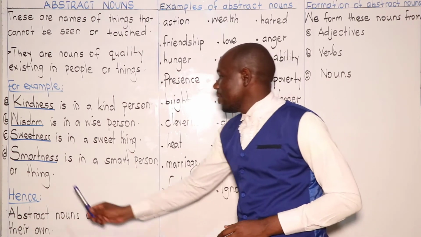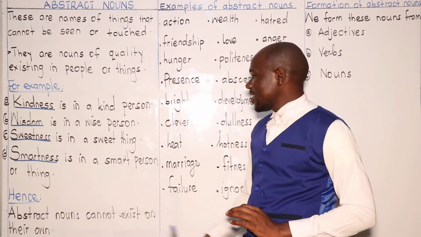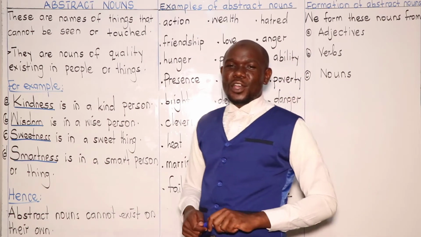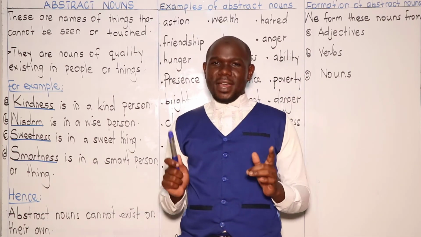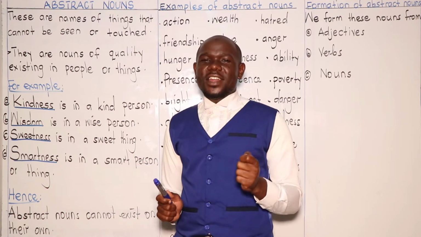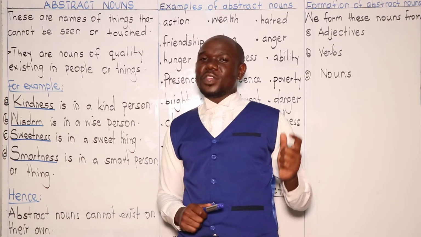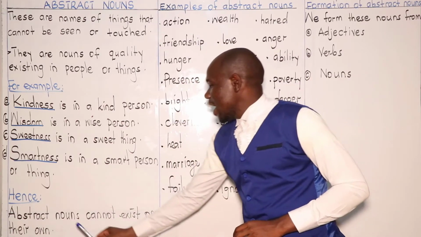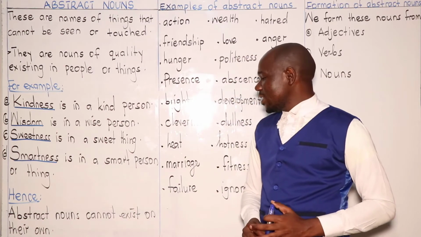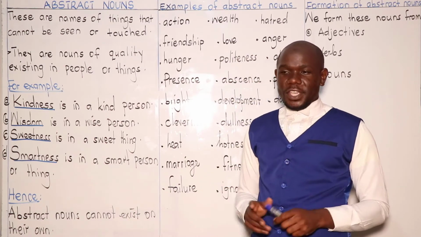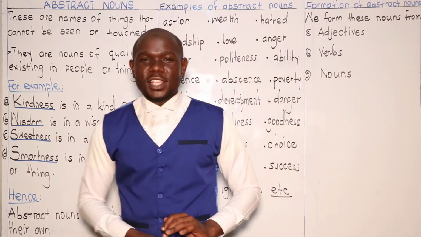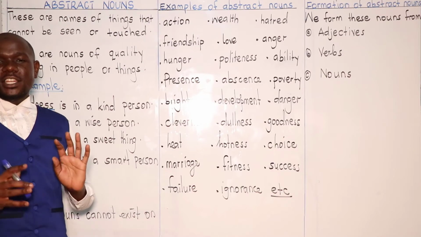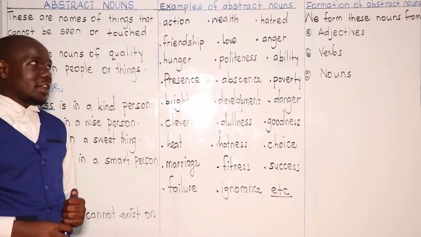We continue, we say smartness. Smartness is in a smart person or thing. Take an example, you say Teacher Olinga is smart. So there is smartness in a person when you realize that someone is smart. We continue and say that abstract nouns cannot exist on their own. It means if we are talking about abstract nouns, we shall have to look at the quality existing in people or things depending on their behavior.